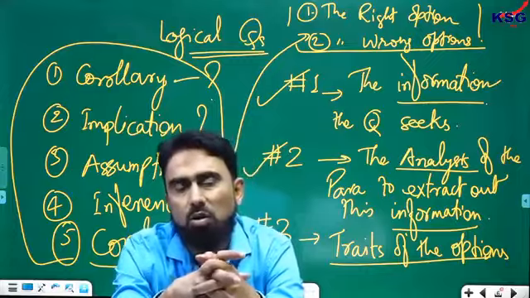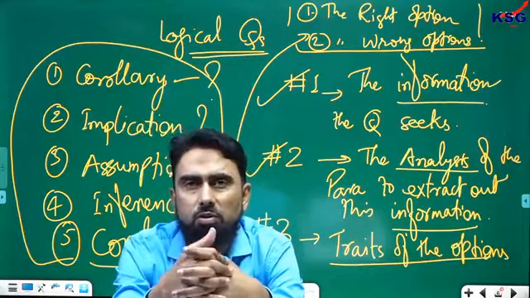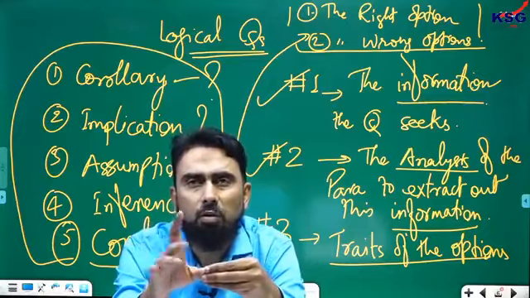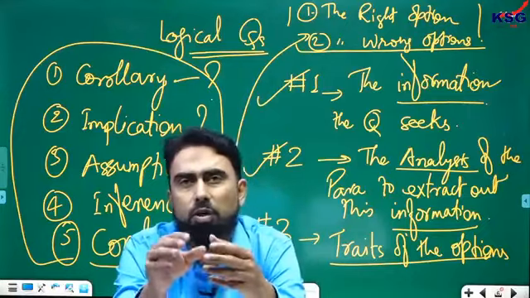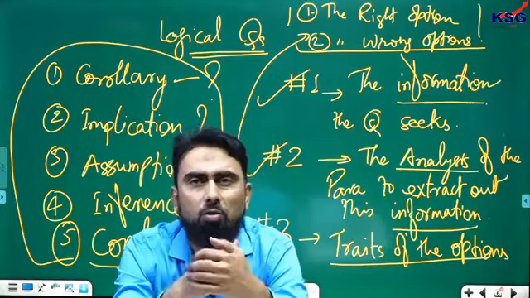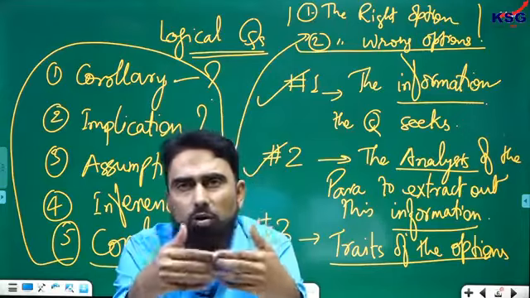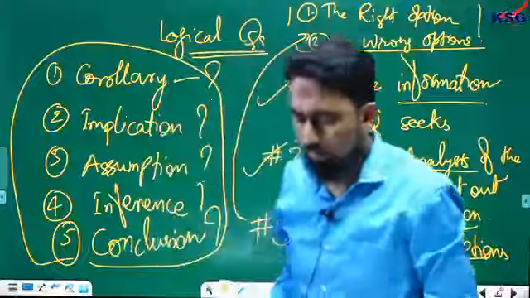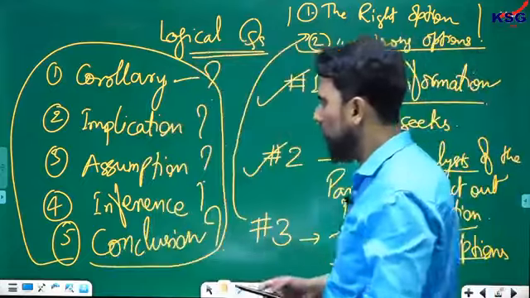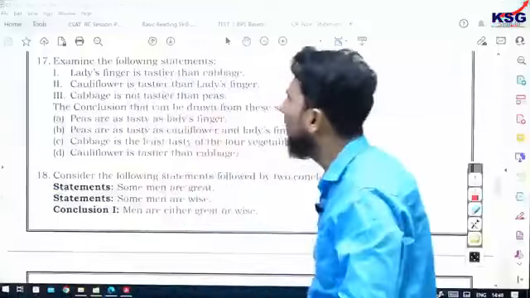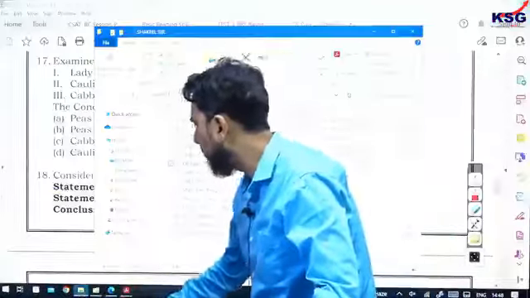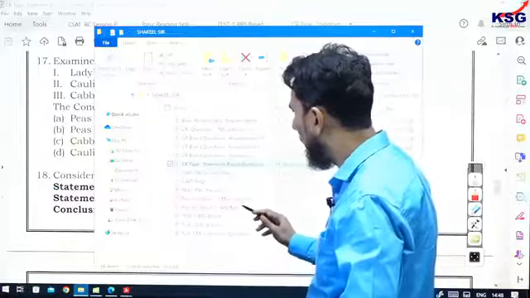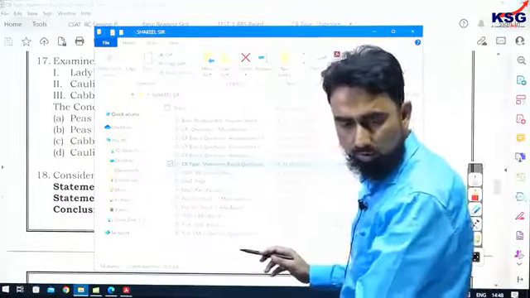So dear, about corollary, the options traits: you are writing that the wrong options are either, number one, based on a secondary point, or number two, based on some point not given in the passage at all. I hope that's clear. Now I will take you to the question of corollary and see how you solve it. As I said, every year in the paper except 2022, they have asked one or two questions of corollary.